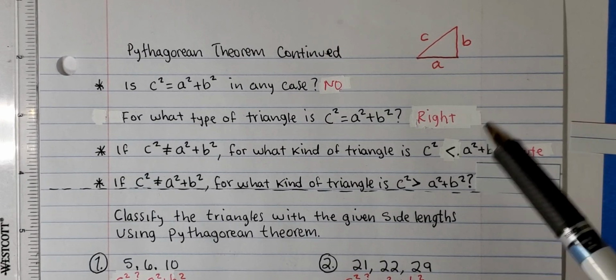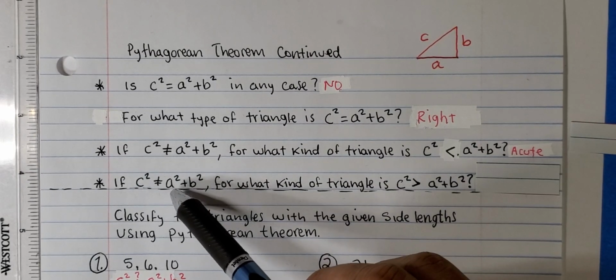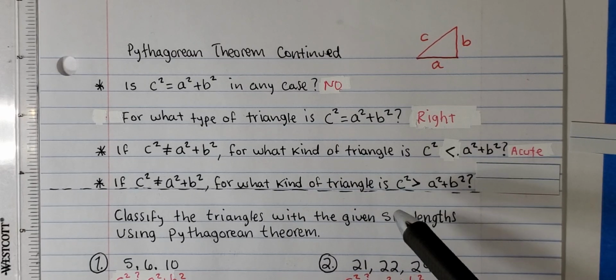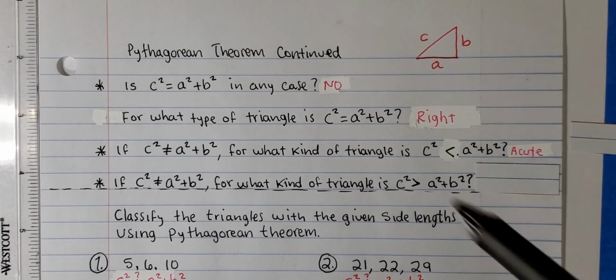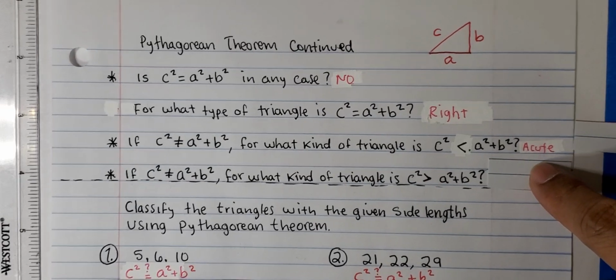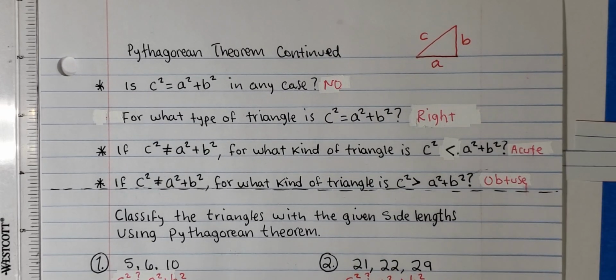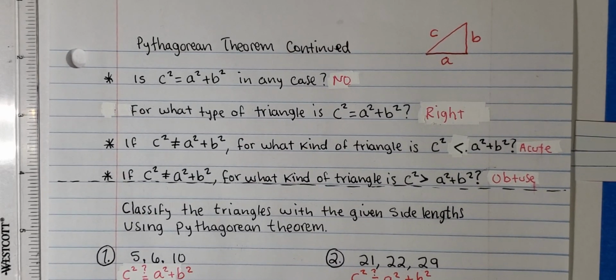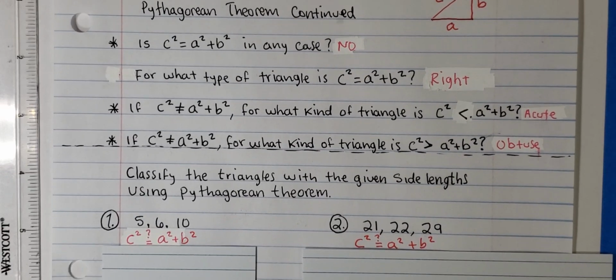Well, what if you end up having greater than instead of less than? In that case, you have an obtuse triangle. So as you can see, the Pythagorean theorem can help you determine if you have a right triangle, an acute triangle, or an obtuse triangle. And so it'll help you classify those triangles as one of those three. I'm going to give you three examples in the next part of the lesson.